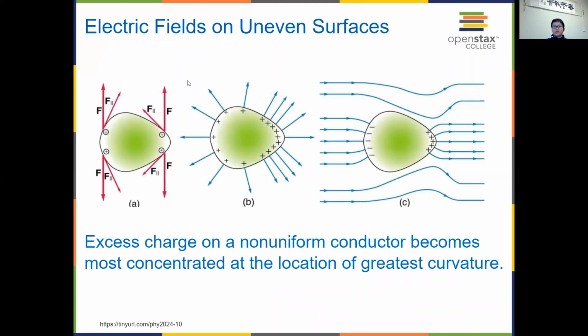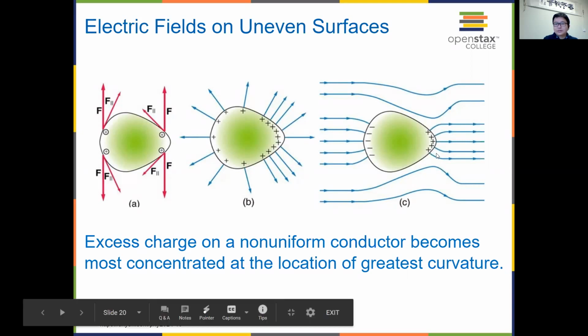For electric fields on uneven surfaces, you'll actually have more charge on the sharper edges. For example, on this edge, you'll have more charge there. On this more flattened area, not as sharp as this one, you'll have less charge. If you have the most curvature, you'll have the largest charge concentration.